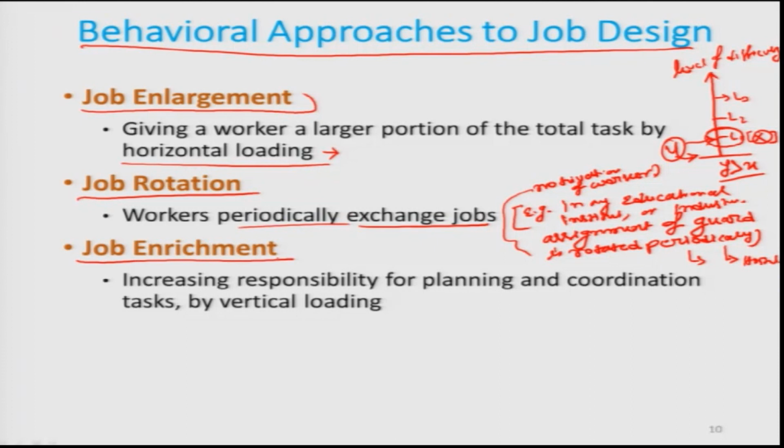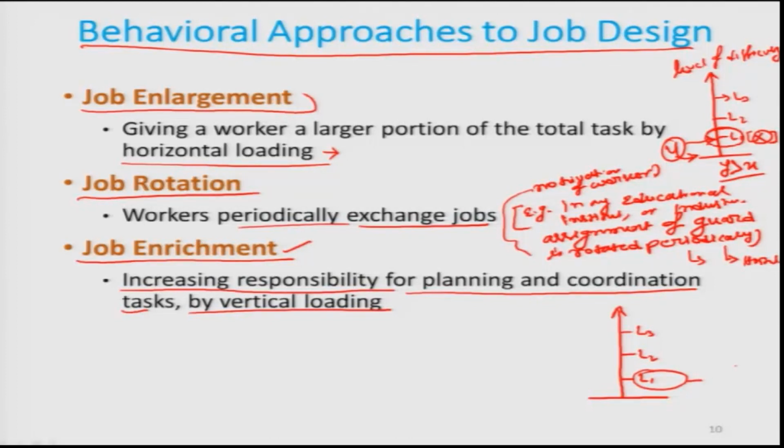The third one is job enrichment. Here, as the name suggests, it means increasing responsibility for planning and coordination tasks by vertical loading. I am taking the same example: this is the level of difficulty, and here are L1, L2, L3. Suppose a worker is working at level L1 and producing x amount of work. Now, if you assign him different work with a difficulty level of L2, where L2 is greater than L1, and the amount may be the same or less than x, then that is called vertical loading of a worker.